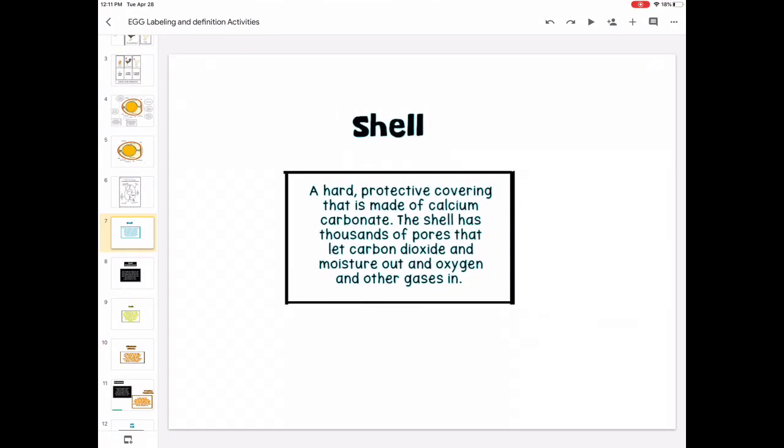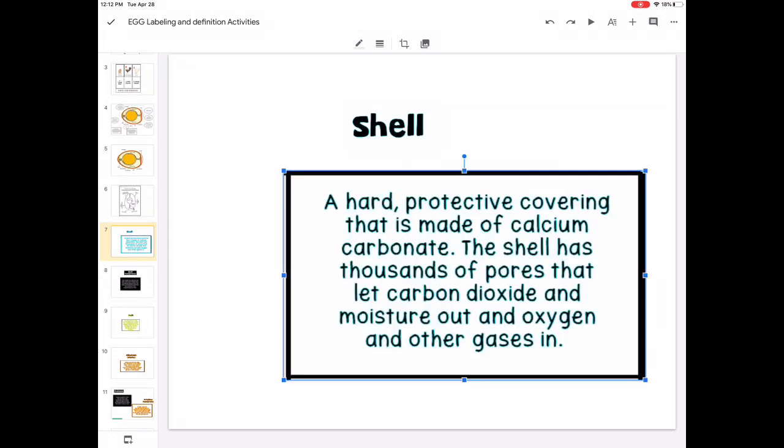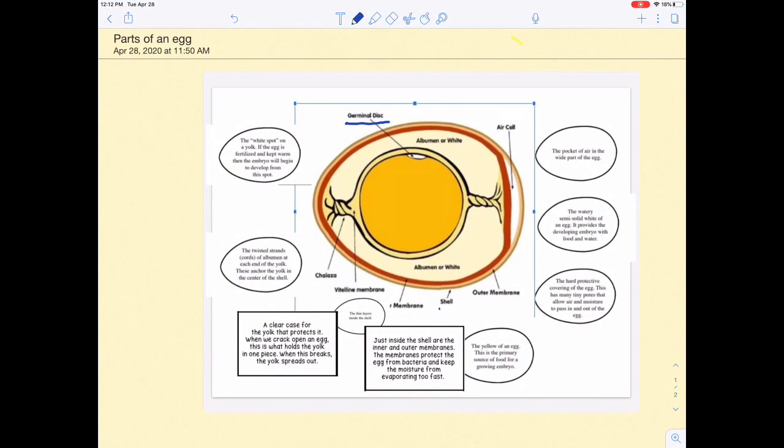Shell: a hard protective covering that is made of calcium carbonate. The shell has thousands of pores that let carbon dioxide and moisture out and oxygen and other gases in. So here, do we see where the shell is? Yep, I think the shell would be, of course, the outside of the whole egg. And we think of an egg and we think of it having a shell.